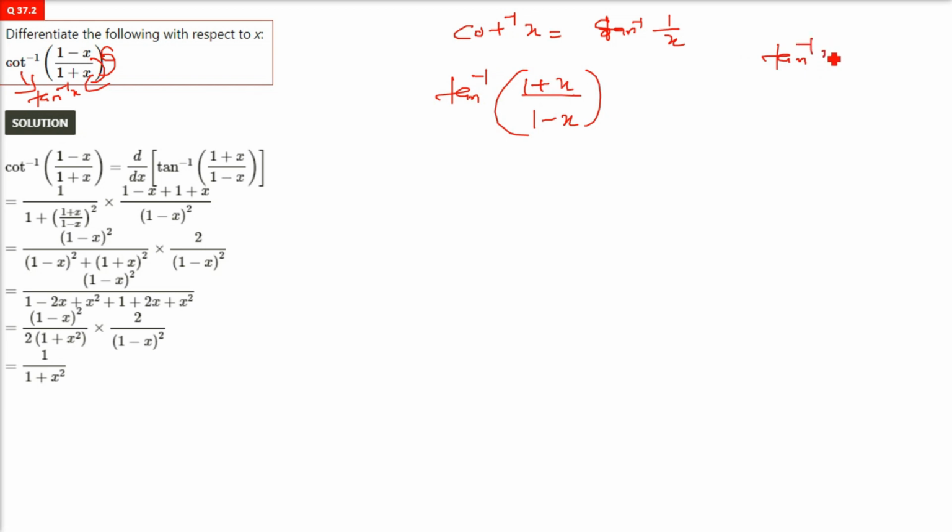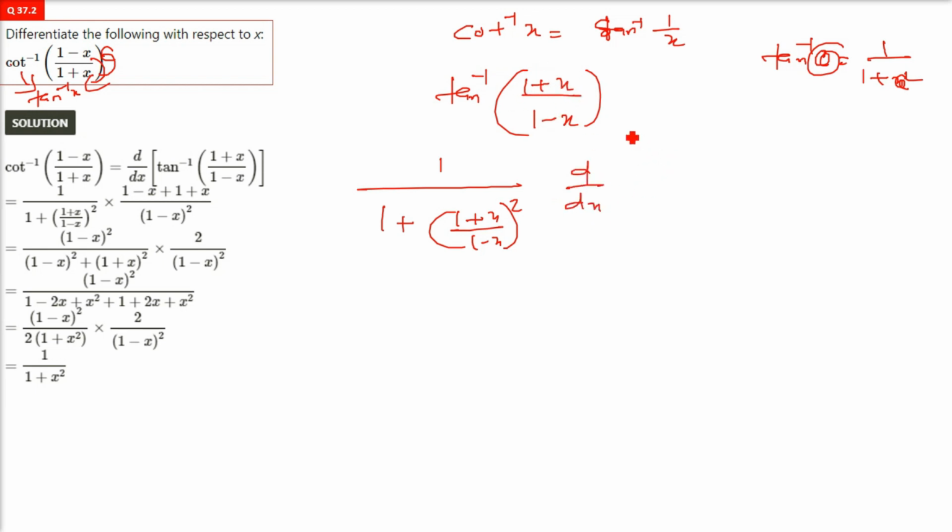But rather than doing this, as I said, the differentiation of tan inverse of anything is 1 by 1 plus the square of that thing. So this is tan inverse of whatever is inside, 1 by 1 plus the square of that thing, which is 1 plus x by 1 minus x in this case. Now the differentiation of this is also to be done by the chain rule. It will be the differentiation of 1 plus x divided by 1 minus x. We just have to solve this first one and the differentiation of the second one.